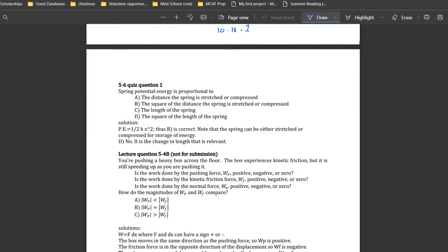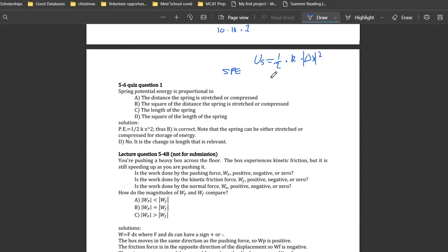5-6 quiz question 1 is simply an analysis of the spring potential energy equation. As I had stated, spring potential energy, which I'm denoting as SPE, but it was also noted as U sub S, is equal to 1/2 times the spring constant, K, times the absolute value of delta X, squared. So let's read our answer choices. Spring potential energy is proportional to the distance the spring is stretched or compressed, the square of the distance the spring is stretched or compressed, the length of the spring, the square of the length of the spring.